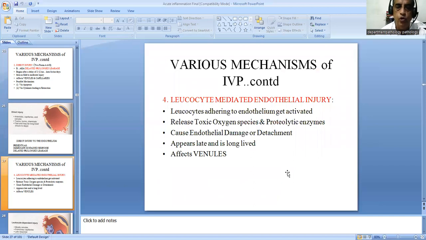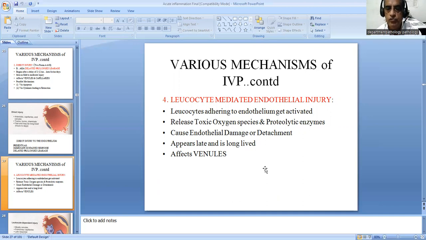Then the fourth mechanism that has been proposed is leukocyte-mediated endothelial injury. As we saw, the leukocytes were adhering to the endothelium, and this movement of the cells and adhesion is all collectively known as activation of the leukocytes. This movement is one part of activation. There are several chemicals which are released. They are toxic oxygen species and proteolytic enzymes.